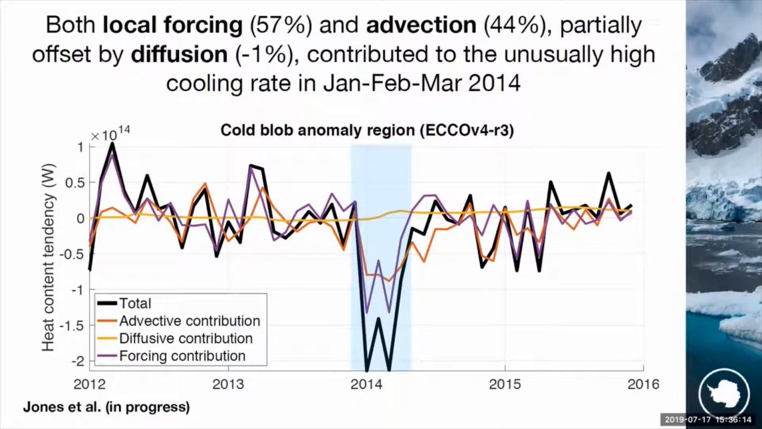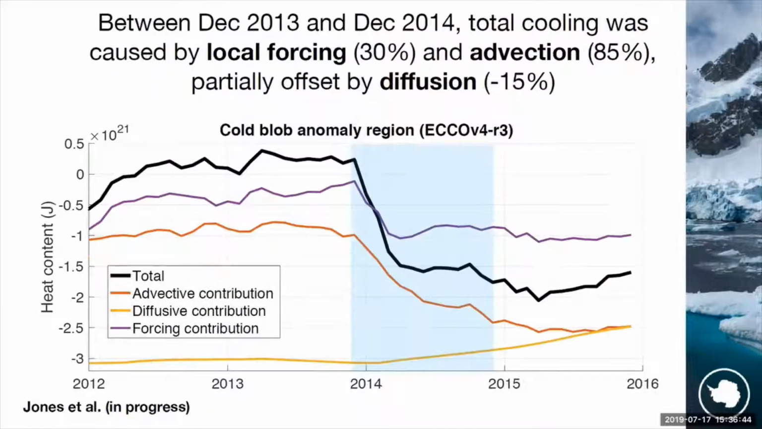And just looking at the few months mean here, the local forcing, which is the forcing term, is the cause of about 57% of that total cooling rate, not the cooling, but the rate of cooling. Advection is 44%, and it's very slightly offset by diffusion, 1%. Diffusion starts to go the other way. So there's a big cooling anomaly over January, February, March 2014, which is consistent with what Simon has said.